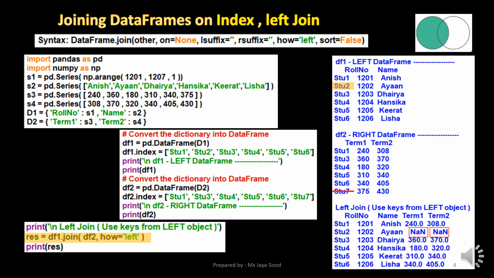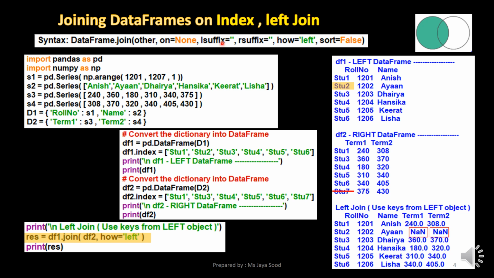Joining data frames on index: left join. The syntax to use the DataFrame.join method is as shown here. The first parameter is the name of the other data frame which is to be joined. On is the name of the common column on which the join is to be created. If it is not specified, then the data frames are joined on indexes.